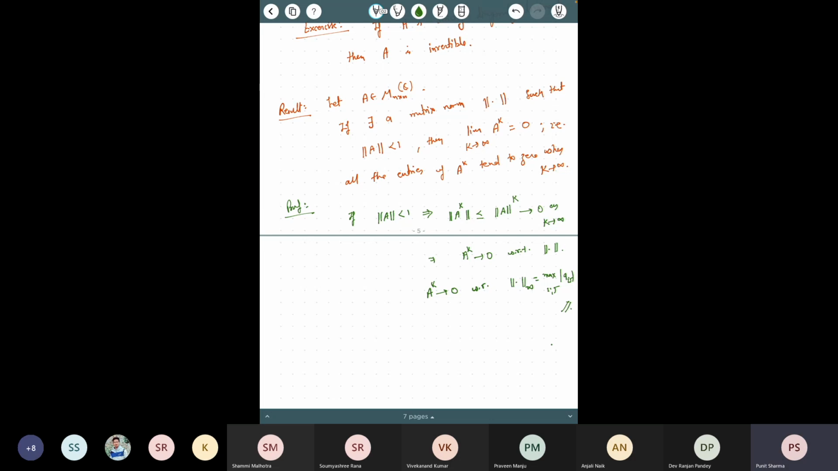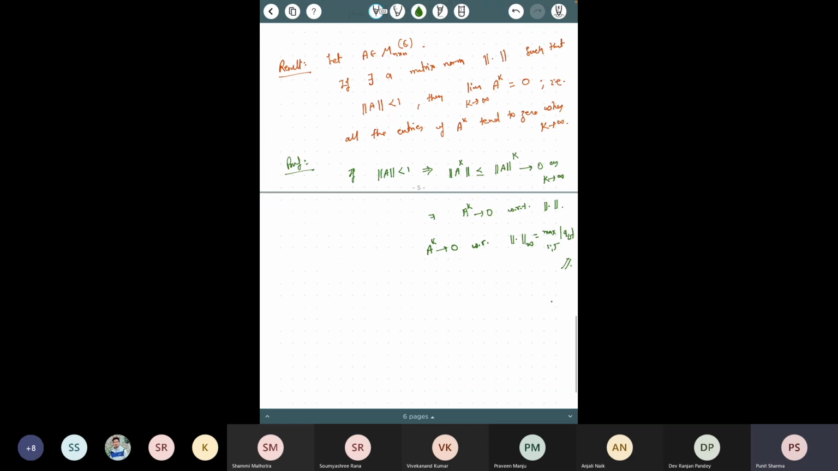Anyways, this is just an observation. But this depends on a matrix norm. Although I have given you one way to say when this kind of thing makes sense, when we can say that A to the power k is going towards 0, this result says that if you can find a matrix norm such that the norm of A is less than 1, then you can say such a thing.